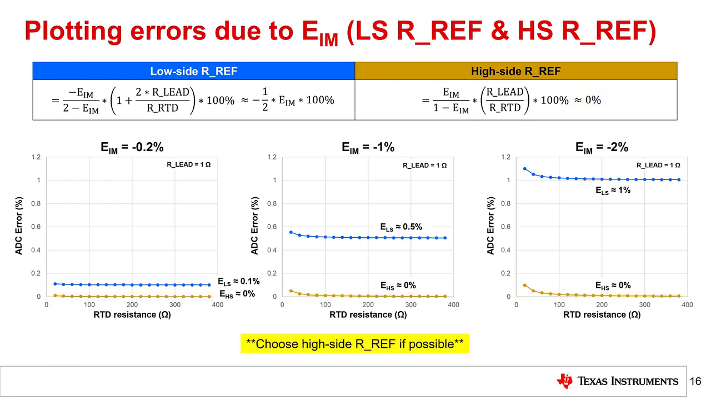Ultimately, whenever possible, choose a high side RREF for a 3-wire RTD measurement system using 2 IDACs. If this is not possible, or the resulting error is still too large, performing IDAC chop is one way to help reduce the effect of IDAC mismatch errors.